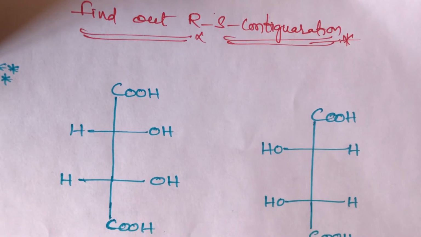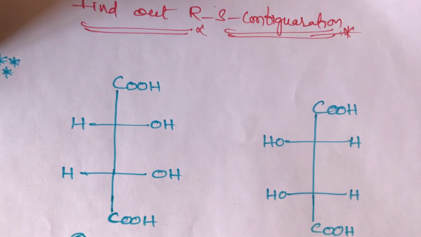Hello students. Now the next question is to find out the R/S configuration for the given structures. According to the CIP rules, what is the first rule? Priority should be based on atomic number. And the second rule is that the lowest priority group should be present on the vertical line. These are the main important CIP rules.